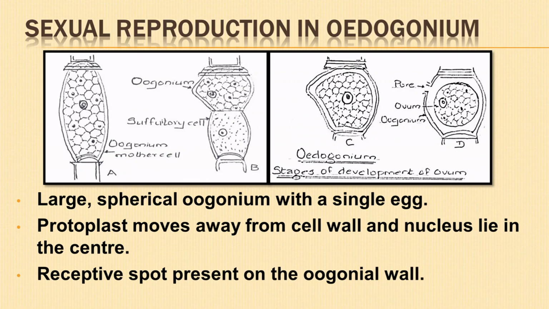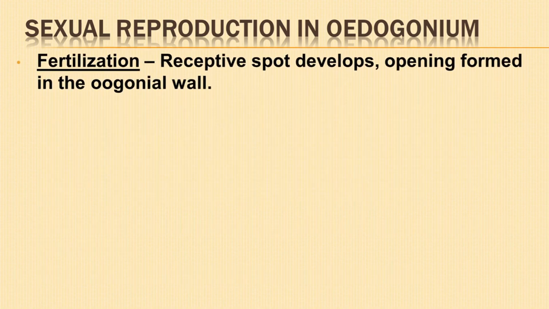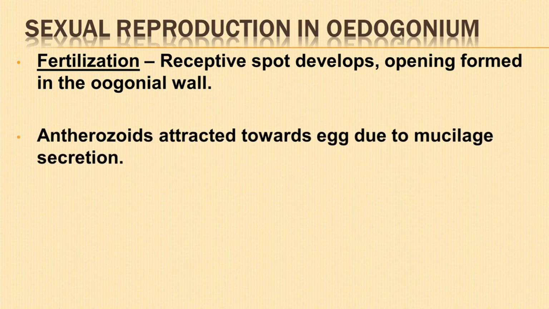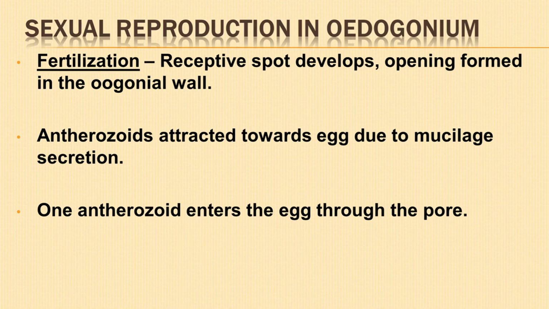A receptive spot is present on one side of the oogonial wall. With the development of the receptive spot, an opening is formed in the oogonial wall and the anthrozoids are attracted towards the egg due to a chemical substance or mucilage. Only one male nucleus or anthrozoid enters the egg from the side of the receptive spot.